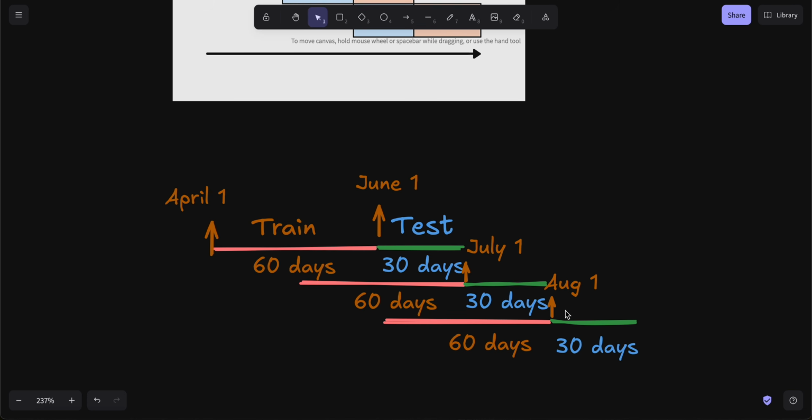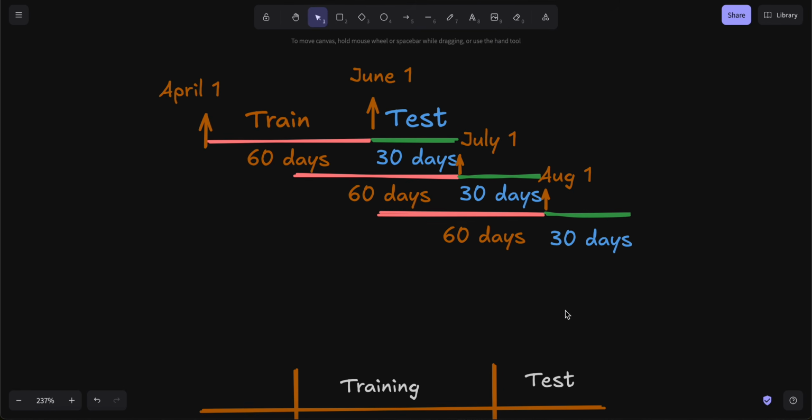In this strategy, we're not doing 60-30, we're doing 100 days of training and 30 days of testing. But the reason why I put 60-30 is just as an example so you guys can understand how it kind of works.